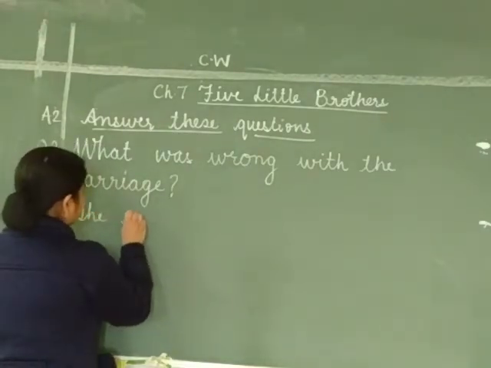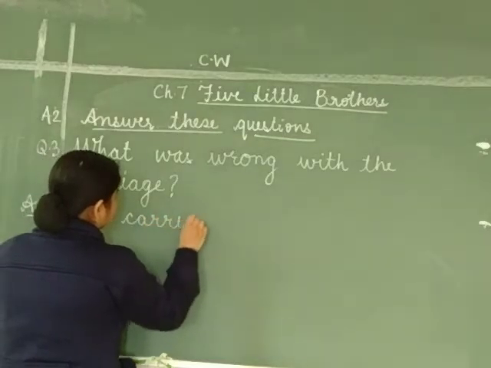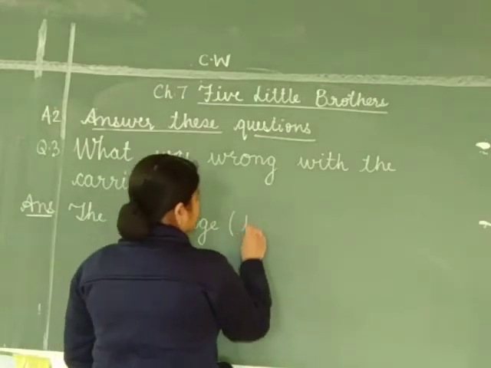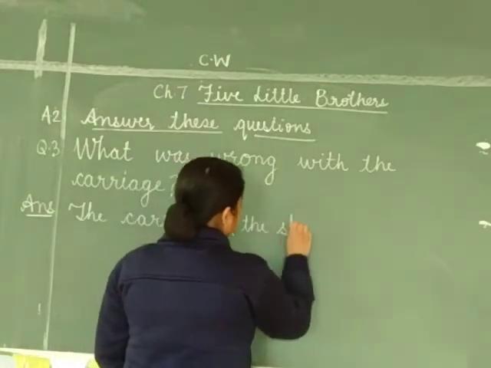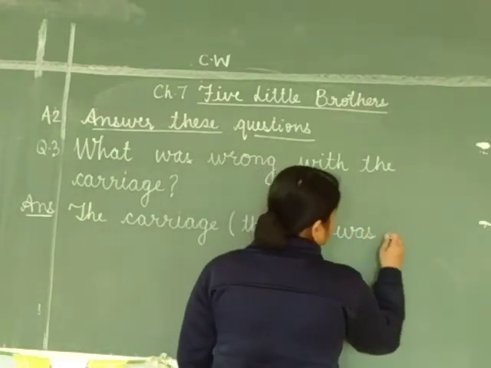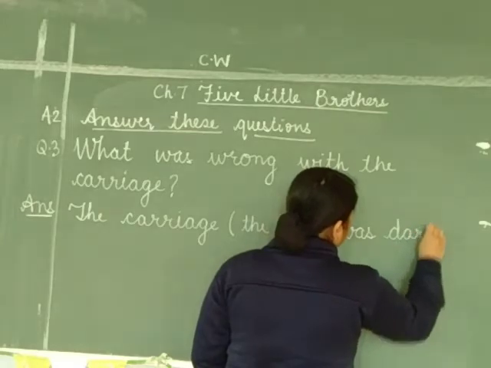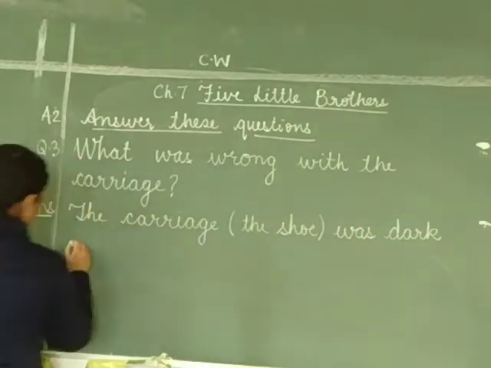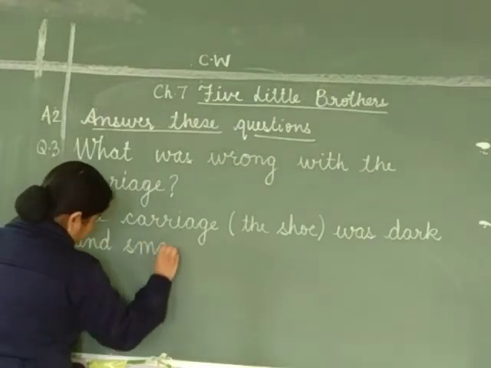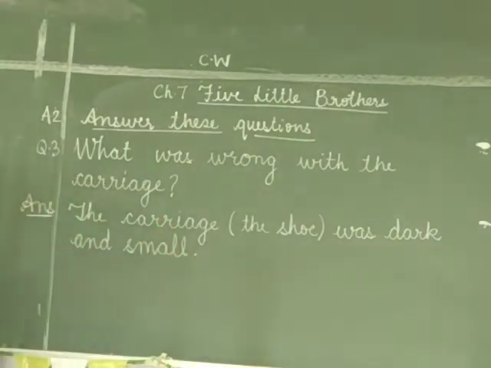The carriage, that is the shoe, was dark and small. The shoe was, the carriage was dark and small.